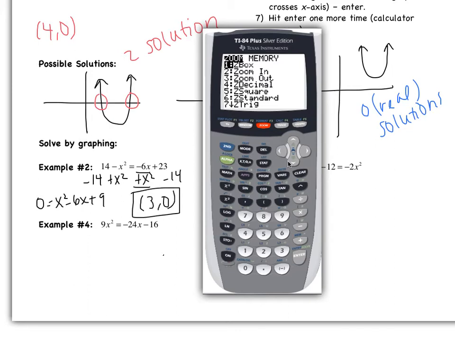Okay, I'm going to zoom in a little bit just to make sure that there really is one 0. There could be 2 zeros that are really close together, and I just want to make sure that that's not the case. So go to zoom in and hit enter one more time, and it should zoom you in. Okay, now this shows us that really it looks like there's only one solution. It looks like the vertex is right on the x-axis, which is good. So this is our only solution.